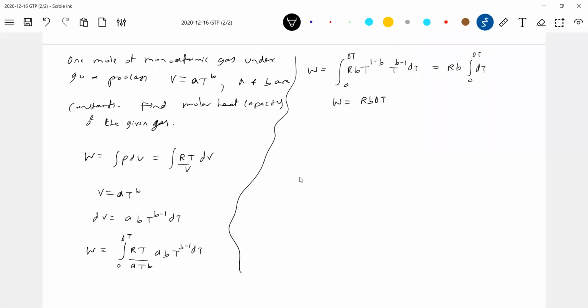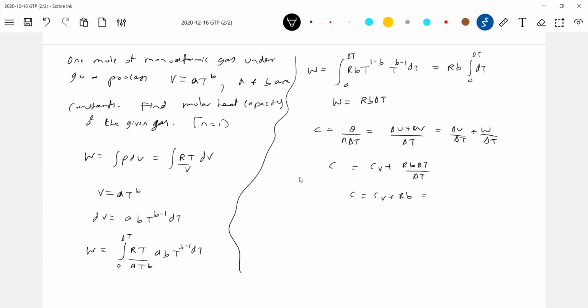Let's directly go for the molar capacity formula. C equal to Q by N delta T. Let me assume N equal to 1. Q equal to delta U plus W, divided by delta T, with N equal to 1 substituted. So delta U by delta T, plus W by delta T. Delta U by delta T should be CV. What is the value of W? RB delta T by delta T. Solving this, it all depends upon the value of B.